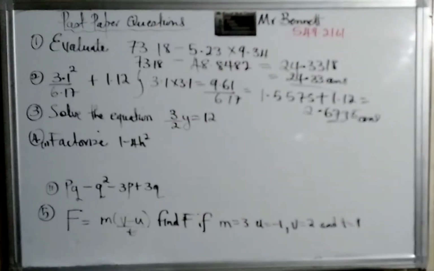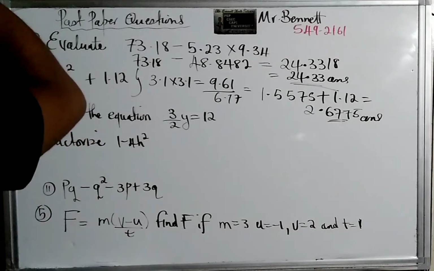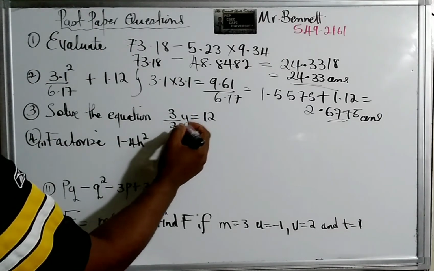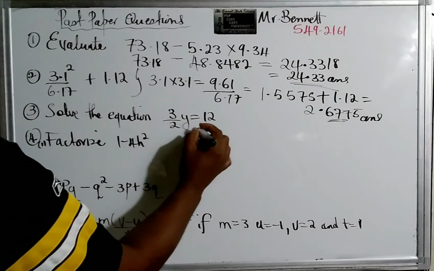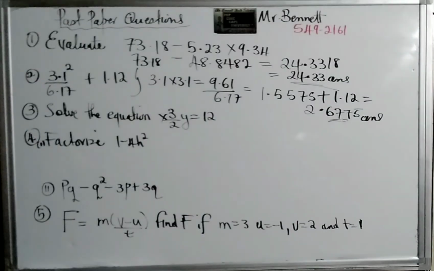Alright. Next one says solve 3 over 2 y is equal to 12. Now all we have to do is basically transpose. So whatever is dividing, we're going to multiply. So we'll get rid of this 2. So it will be really step by step, because some people are still probably new to the channel. So I don't want to rush it or anything. So let us do it step by step.